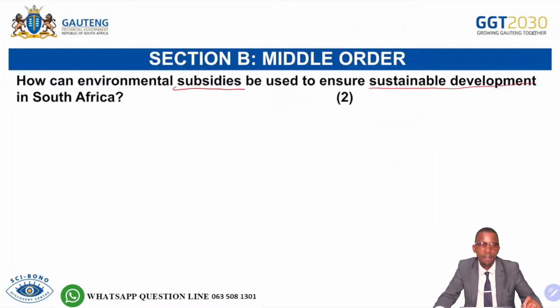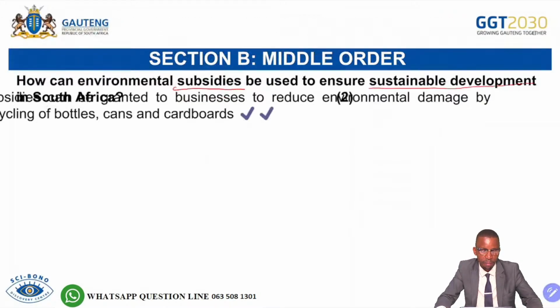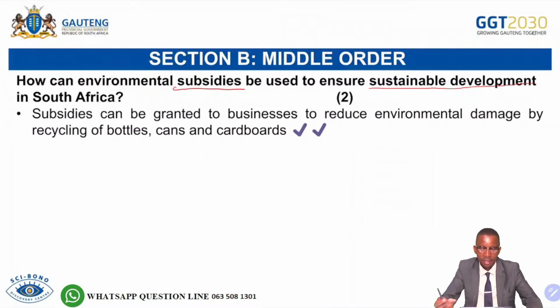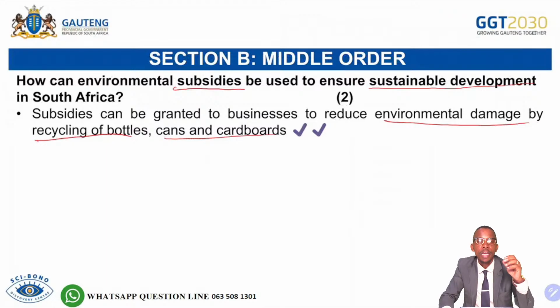So how can environmental subsidies be used to ensure such? Let's check. Subsidies can be granted to businesses to reduce environmental damage by recycling of bottles, cans, and cardboard. Remember, if ever we throw this part of hazardous waste into the environment, it can damage the environment. So in that situation, we don't have sustainable development. But should we be given subsidies on production?